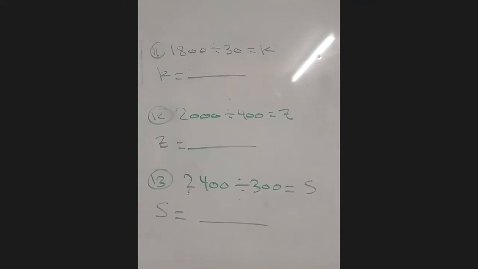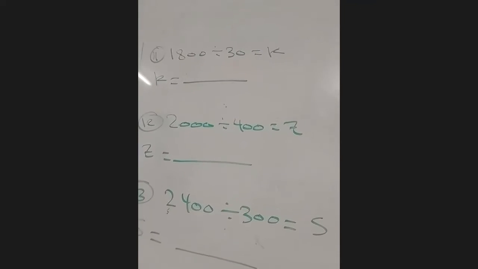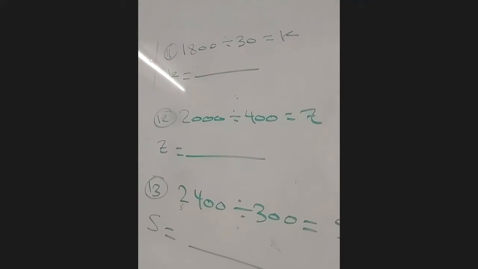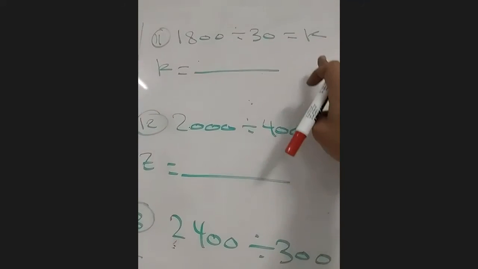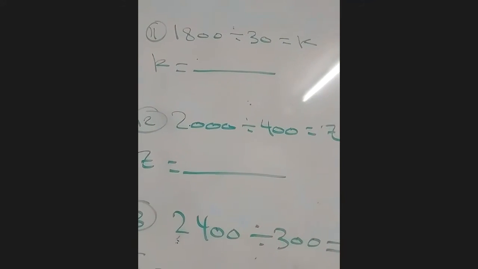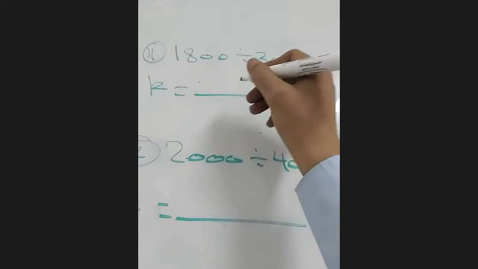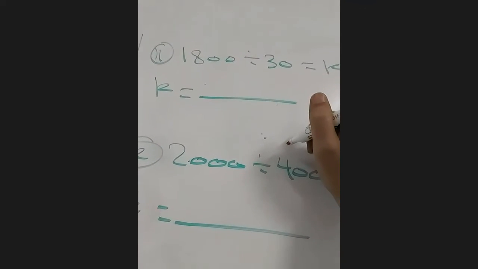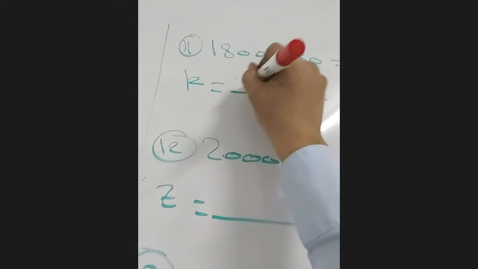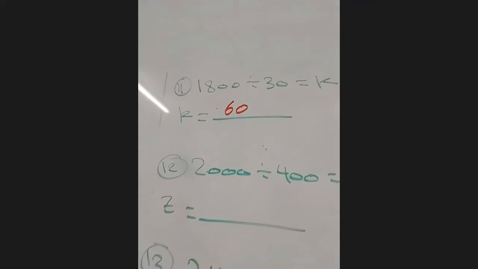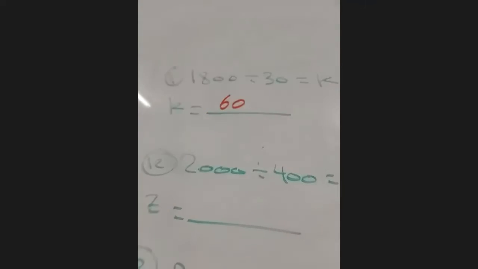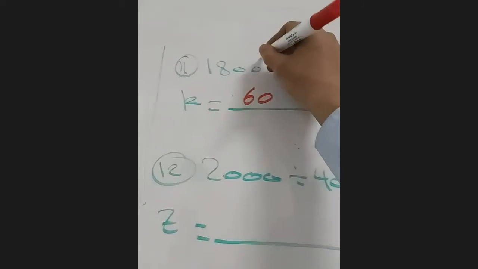Remove your hands, please. Omar Fahd. Yes, Mr. Yalla, Omar. Question 11. 1,800 divided by 30 equals K. We need to know the answer. The value of K is how much? 60. 60? How did you get the 60? Can you tell me? Because we cross 10.